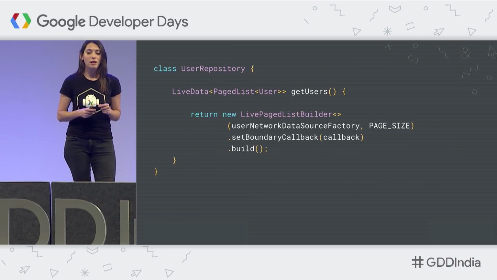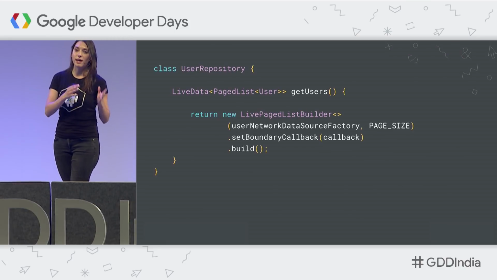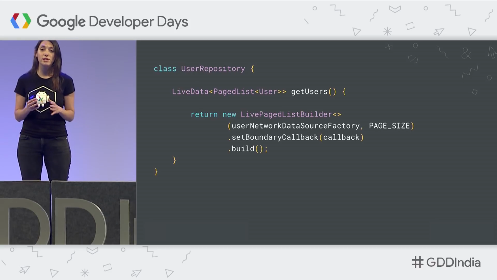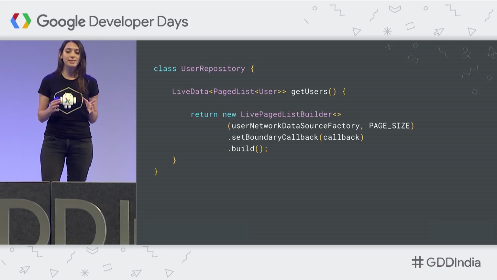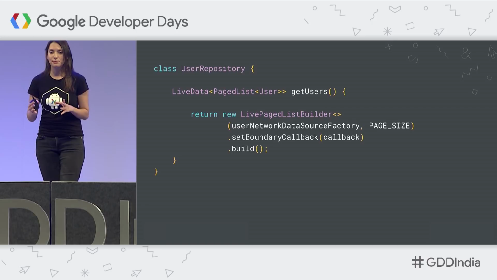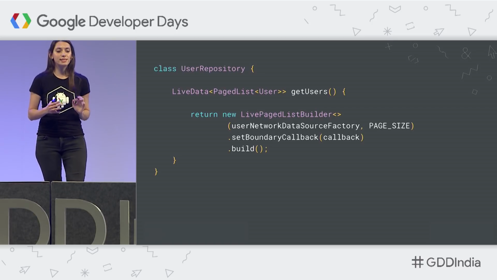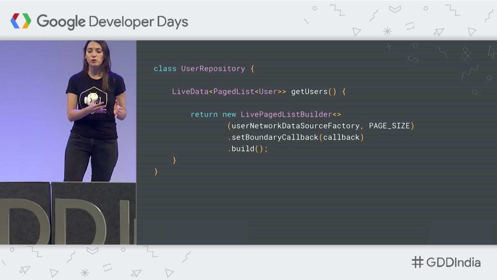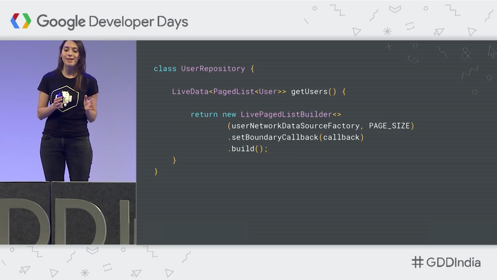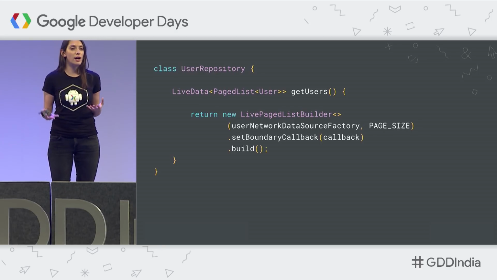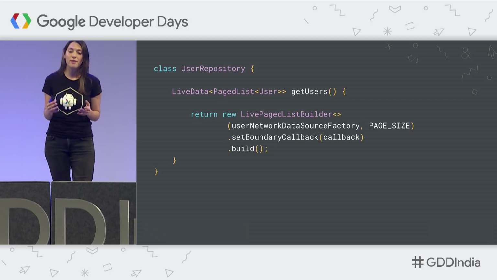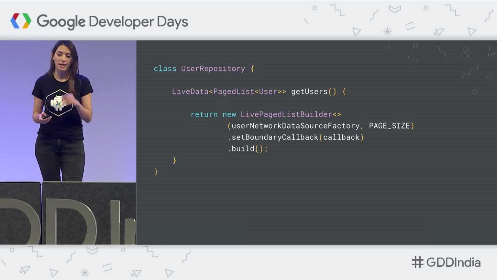And then, to actually get the LiveData of a PagedList that ends up being used by the UI, we need to create an instance of the LivePagedListBuilder. This gets as a parameter, let's say, the network data source factory, and then a page size, like how many items should be in a page. And then you can set the boundary callback.